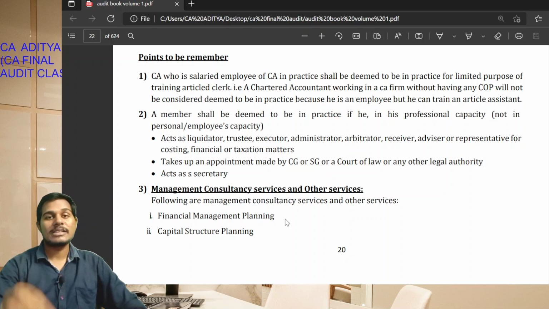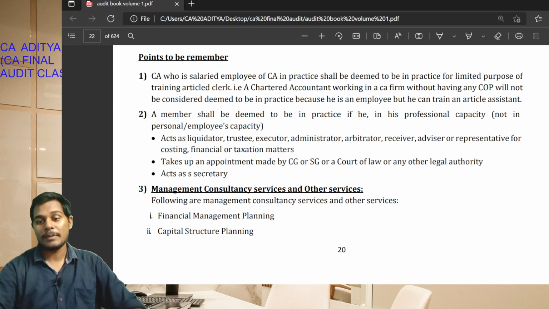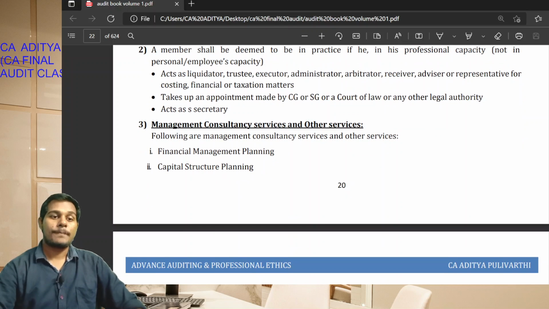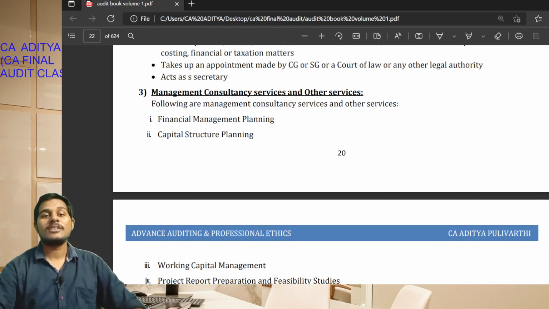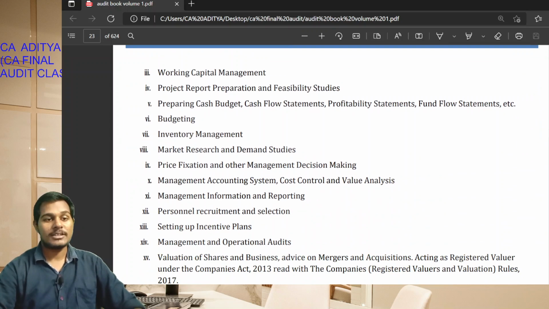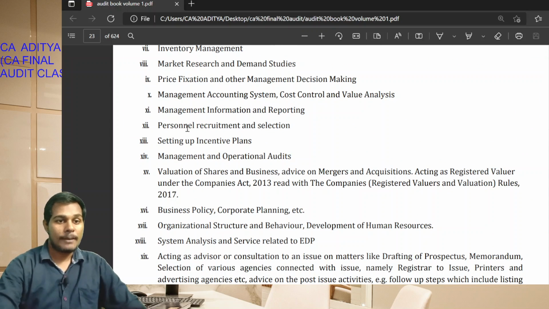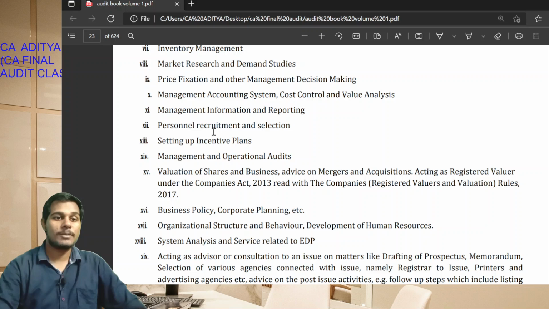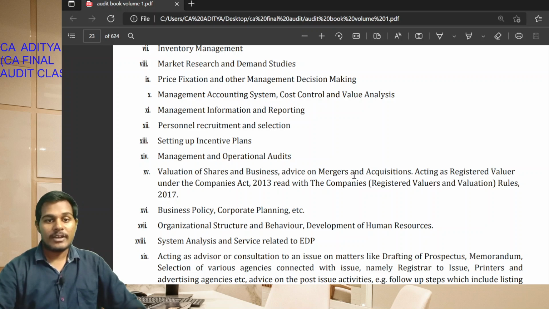Management consultancy services, other services performed by a CA in practice, are financial management planning, capital structure planning, working capital management. Some of them are important, students. Personnel recruitment and selection is very important. Please note down, students: management and operational procedures, valuation of shares and business, advice on mergers and acquisitions, business policy and corporate planning.